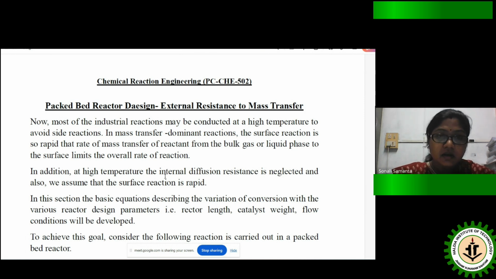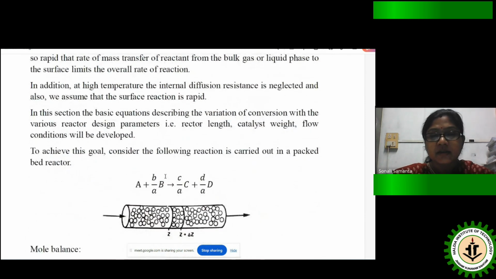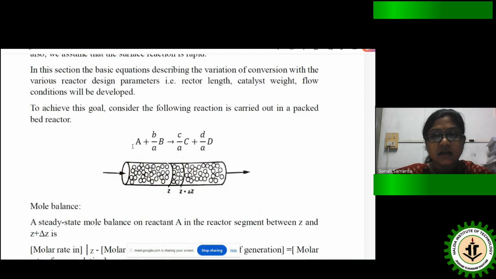Now, in this section, we are trying to design the packed bed reactor, the packed bed reactor length, and the weight of the catalyst. And before that, we are trying to derive the concentration profile in the packed bed. To achieve this goal, we consider a reaction. You can see here the reaction is given. That reaction happens in the packed bed reactor. That is A plus B gives C plus D. Here the limiting reactant we consider as A.